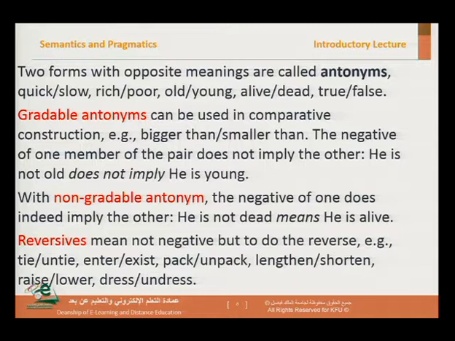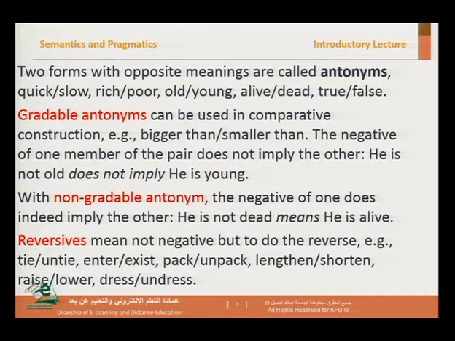Here, the negative of one element of this pair does indeed imply the other. When I say he is not dead, does it mean he's alive? Yes, it means he is alive. If someone is not dead, he is alive. If you go to the hospital and the doctor is saying, oh, I have bad news, you might say, is he dead? He would say, no, that means he is alive. He could have a broken leg or a broken hand, but he is alive.